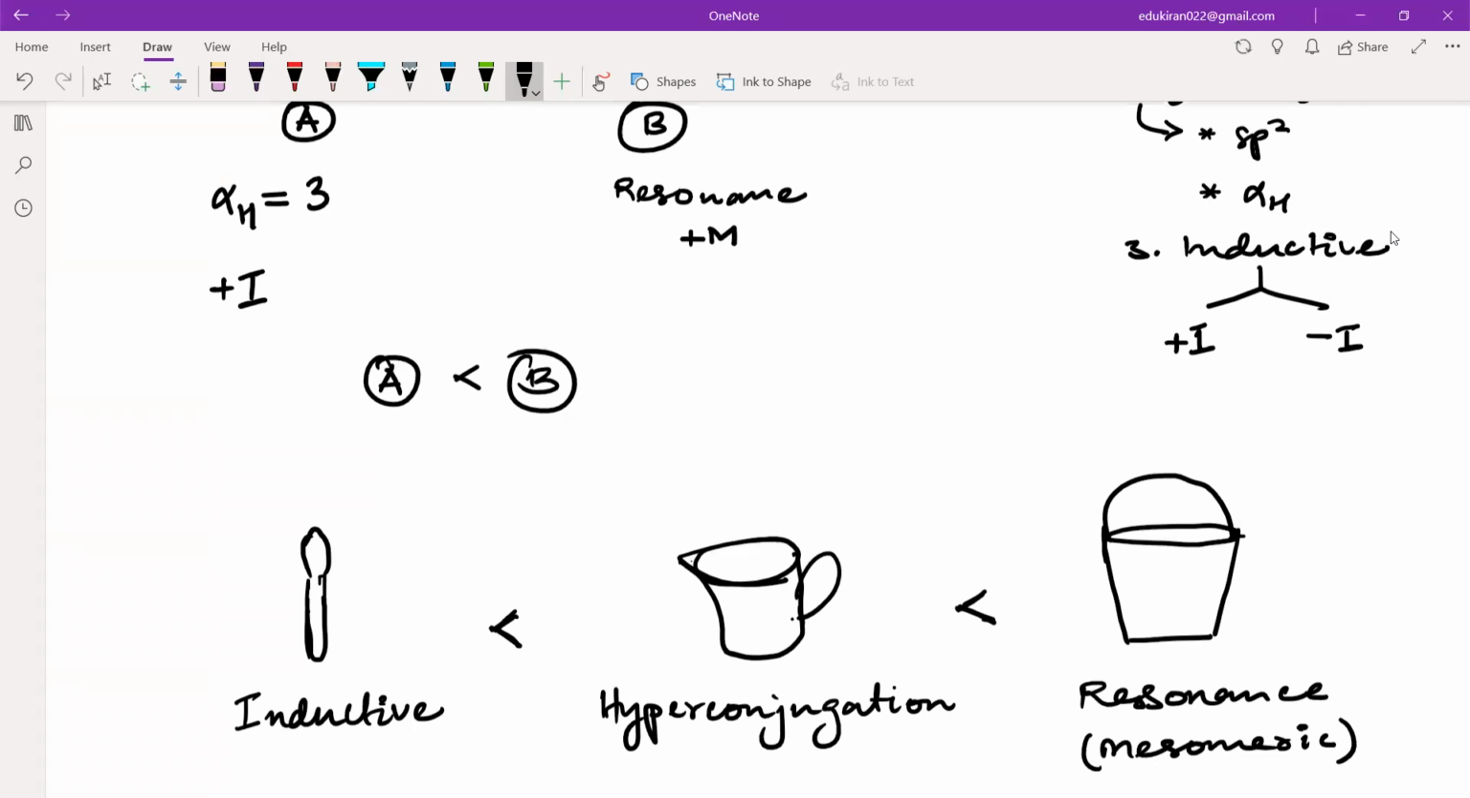But please see, if we have a very high number of hyperconjugation structures, then it is going to give you more electrons than resonance, and we will look at that case here. Please write this down. Let me know if you're done.